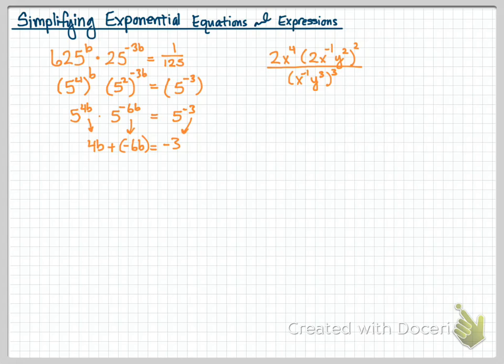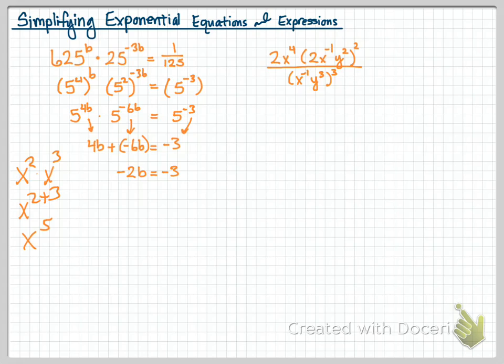When you're multiplying bases, the exponents themselves must be added. That goes back to day one of our exponential studies. Now 4b and negative 6b is simple. It's like this. If you have x squared times x to the 3rd power, you combine the exponents by adding to get x to the 5th power. Here, we're doing that as well. We're adding 4b plus negative 6b, and that gets us negative 2b equals negative 3.